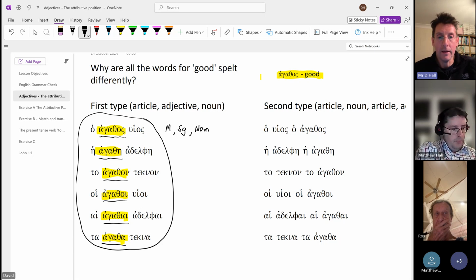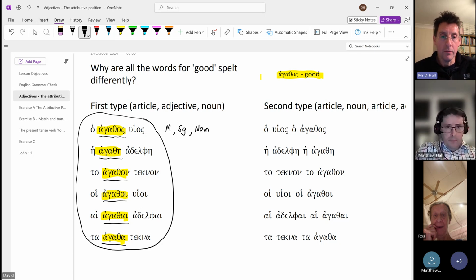So it's going to have a different ending. Now, fortunately, the endings are the same endings as the article endings. These things are all quite similar. There are just a lot of them to start with. Once you've learned them, then you realize they all link up to their relevant nouns as they should.